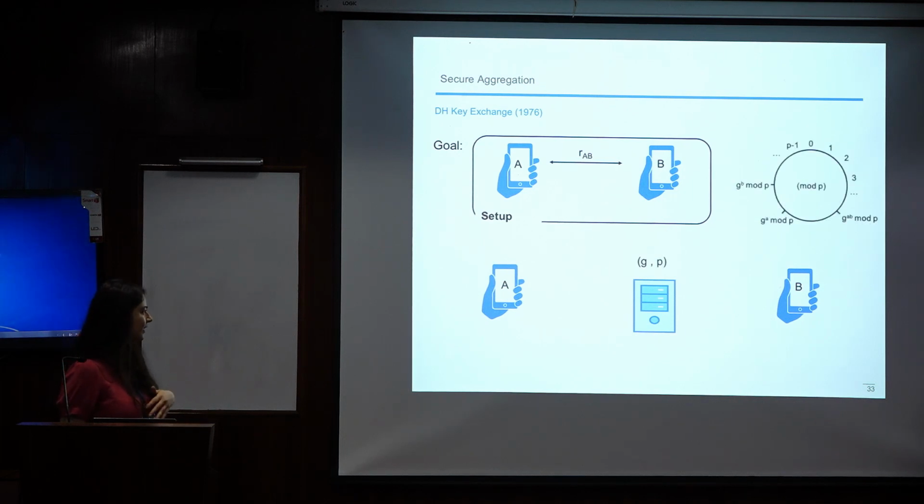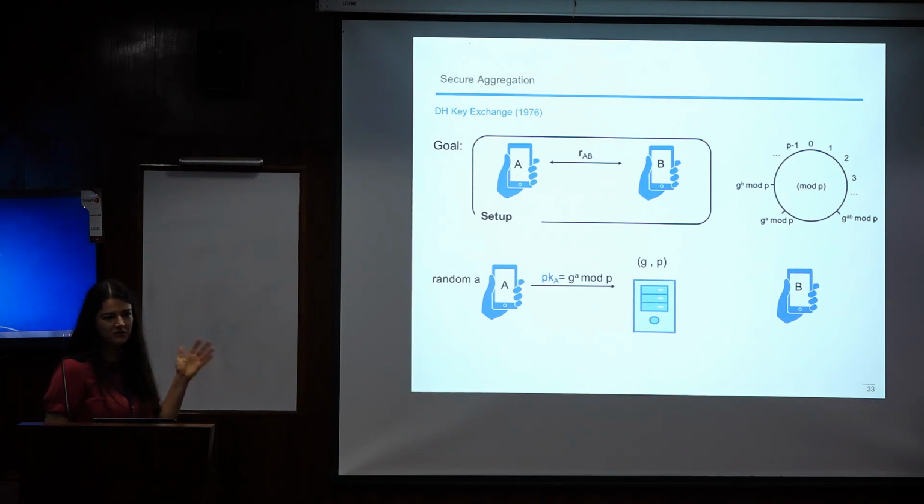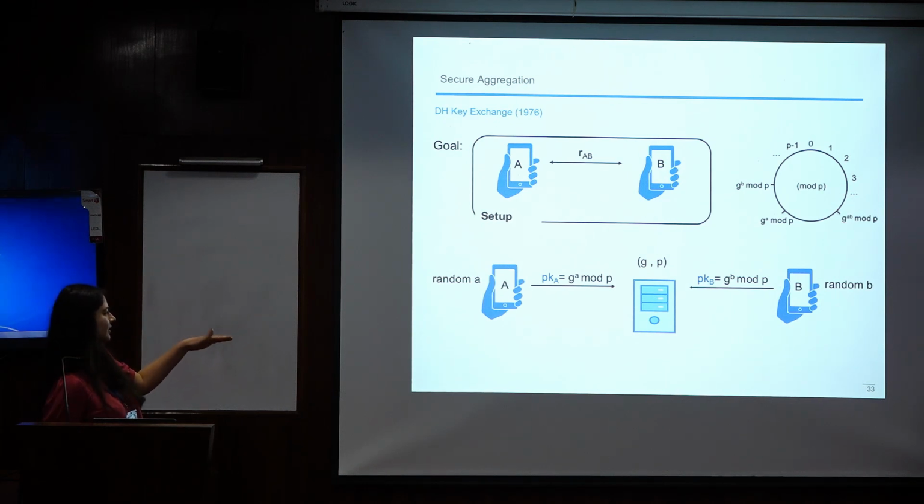So we are using groups and we work modulo P. I assume you know all this stuff. So the first user picks some secret A and sends to the server G to the A modulo P. Okay, this is his public key. And then the second user picks its own secret B and sends G to the B to the middle server. Okay, so now the server received this value. So what it can do is just forward this message to the other parties, okay? So it just forwards the two public keys.